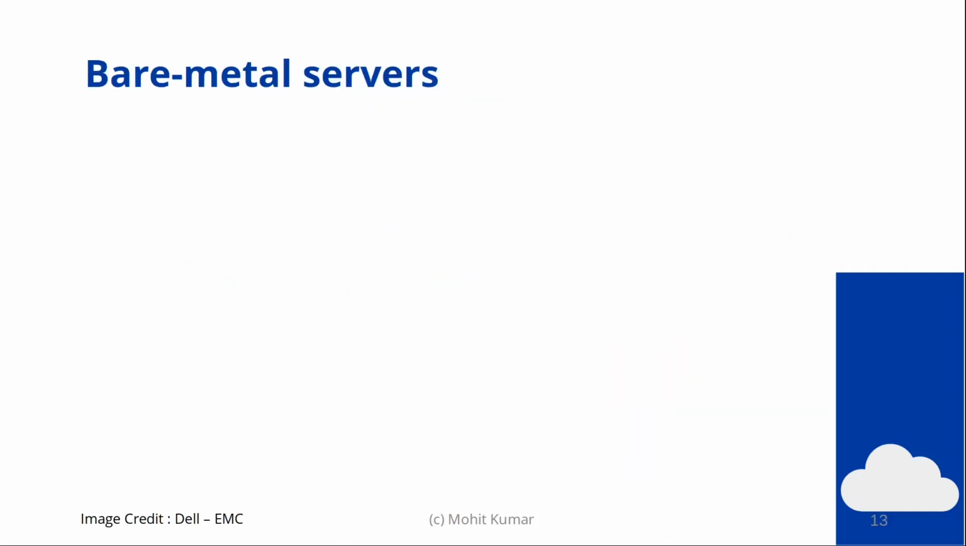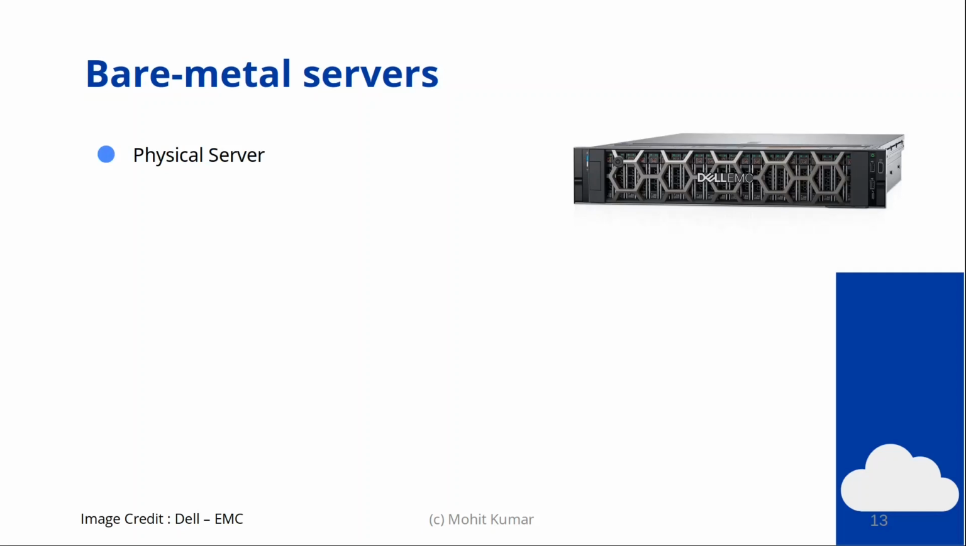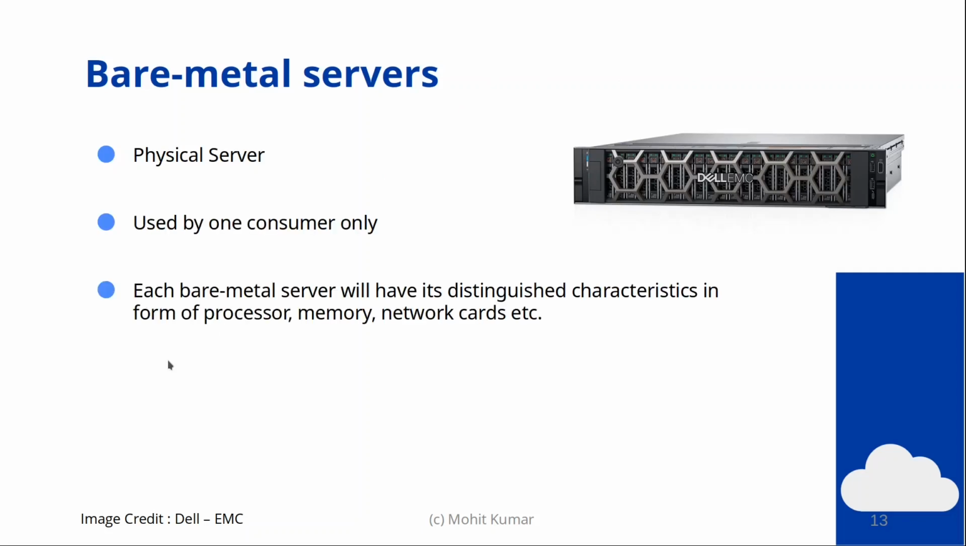The main part of any data center are the bare metal servers, which are the physical servers. This is an example image for a Dell EMC web server, which is available in the market. And the biggest problem is that it can only be used by one consumer, unless you have multi-tenancy and you rent it out to other customers. But if you are using it for your own private enterprise, you can only use it for yourself.